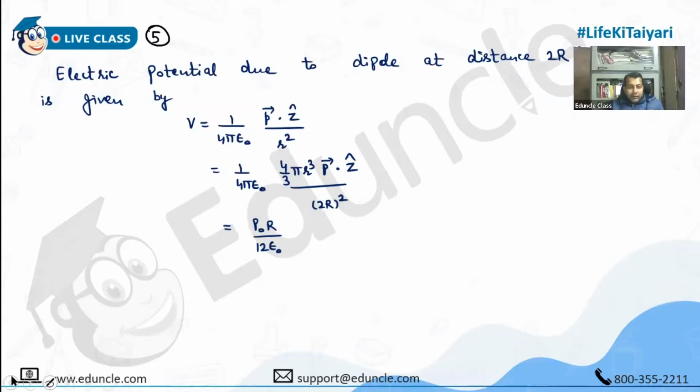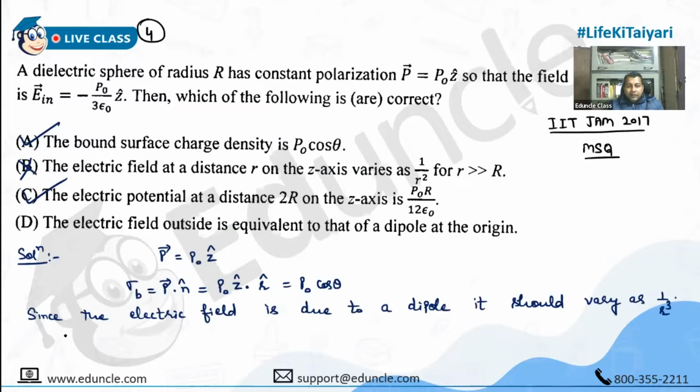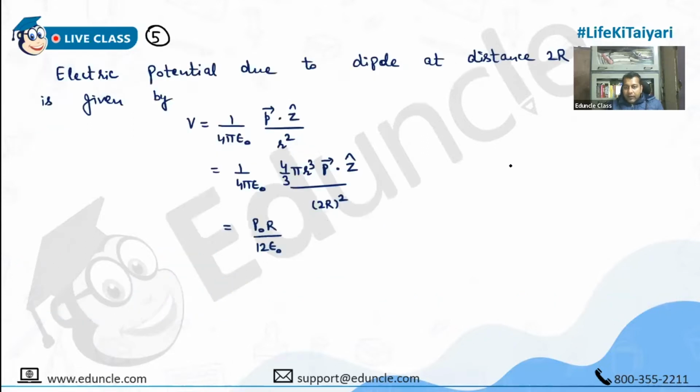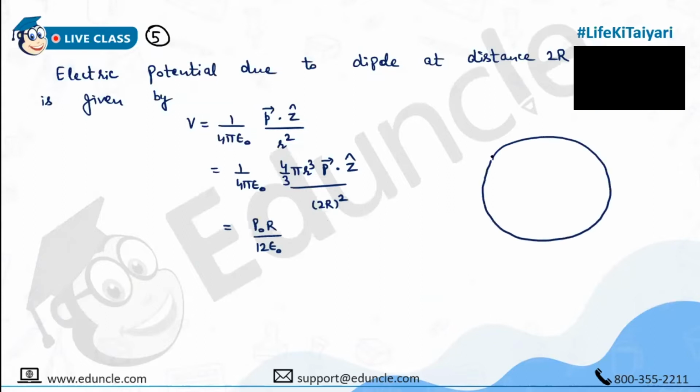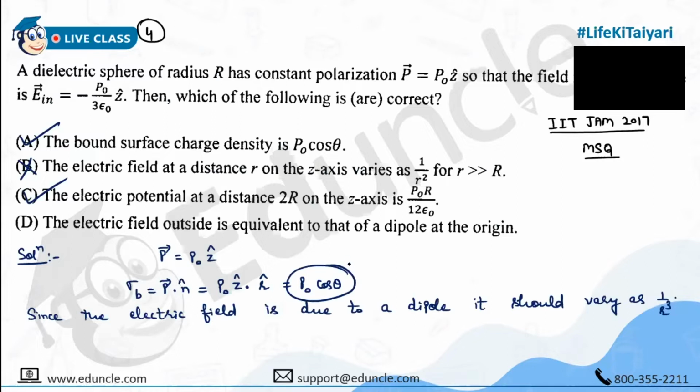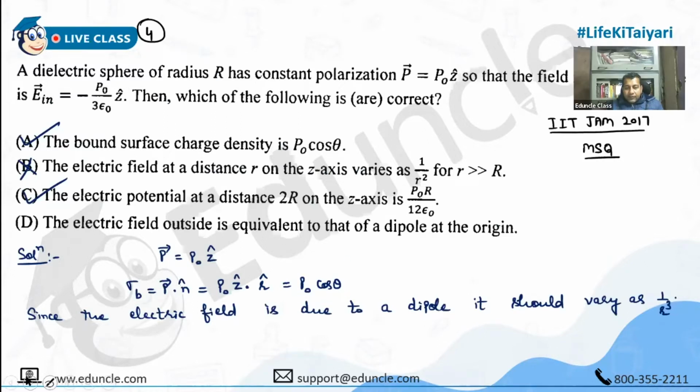P naught R by 12 epsilon naught. Same is given: the electric field outside is equivalent to that of a dipole at the origin. What about this? Now again, if we try to make the diagram, the dipole is being formed. Cos theta will vary. So negative charge will be downward and positive will be upward. It will be positive for theta ranging from minus pi by 2 to pi by 2, and for other angles it will be negative. So clearly it is a dipole at the origin.